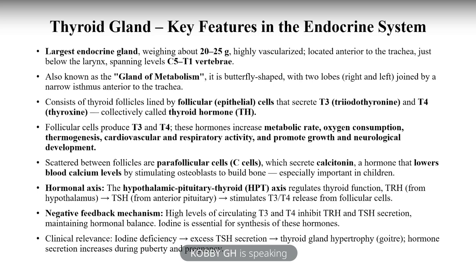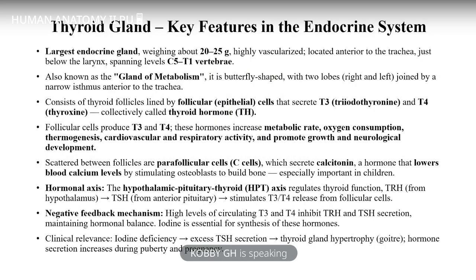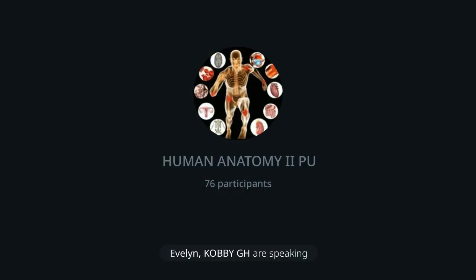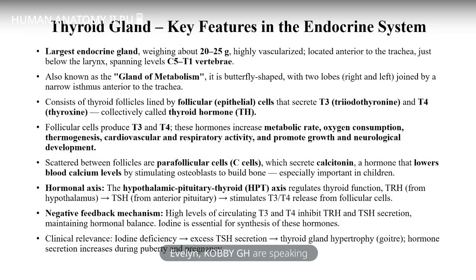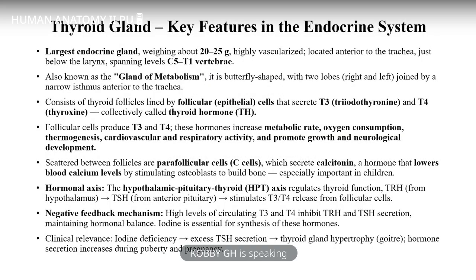The thyroid gland. Is that okay? So the thyroid gland has two lobes. Where is the thyroid gland located? Between C5 and T1. Good. It's located between the fifth cervical vertebra and the first thoracic vertebra. Or you can also say it's located anterior to the trachea, below the larynx. That is also correct. Over here, pay attention to the fact that the thyroid gland is the largest gland.